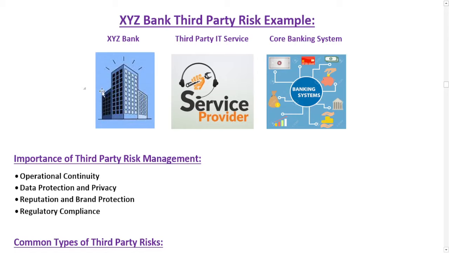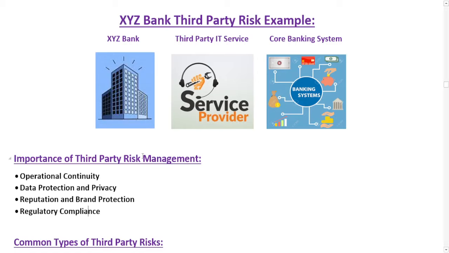Suppose there is a bank, a financial institution named XYZ Bank. We all know that banks rely on a third party IT services provider to manage their core banking system, and we assume the same in our case of XYZ Bank, that XYZ Bank relies on a third party IT services provider to manage its core banking system. That includes customer data, transaction processing, and the digital banking platform as well. Because the third party IT services provider has all the access to XYZ Bank's crucial data, it is very important for XYZ Bank to manage all the possible third party related risk.